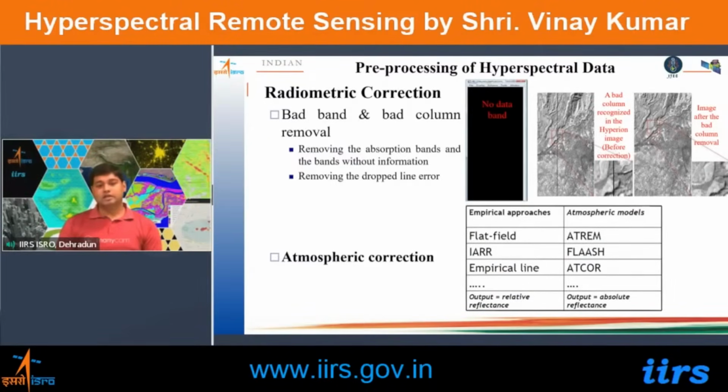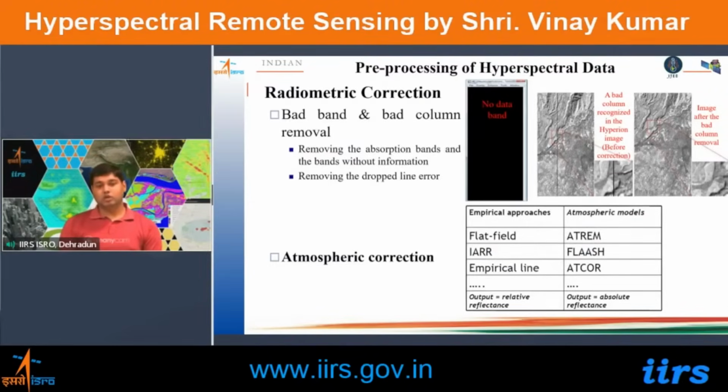IARR is internal average relative reflectance. In that case, normally this works best when we have no vegetation. We take the average of all the pixel values present in the scene and divide each and every pixel by it. The third empirical approach is empirical line.